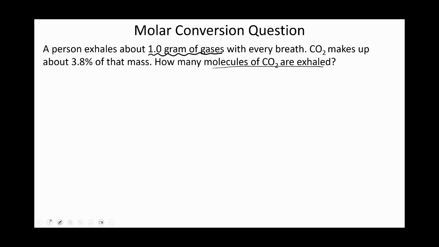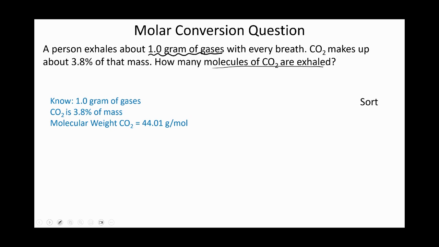And so if we're going to solve this, we'll do our 4-step process that we always do, and that starts with writing down what we know. So what we know in our sort part is that you have 1.0 grams of gases. CO2 is 3.8% of that mass, and we know that the molecular weight of CO2 is 44.01 grams per mole. And then we're going to write down what do we want. We want our atoms of CO2.